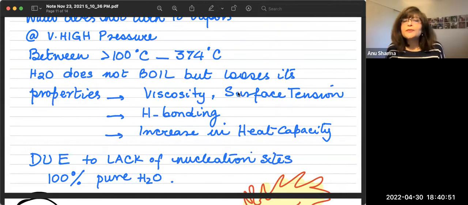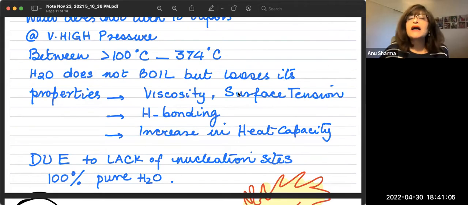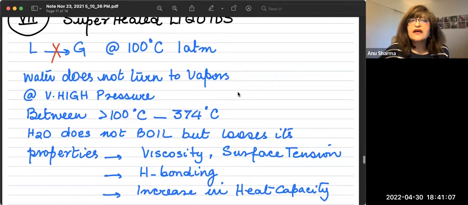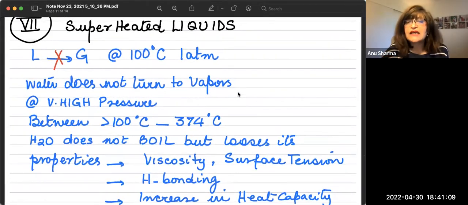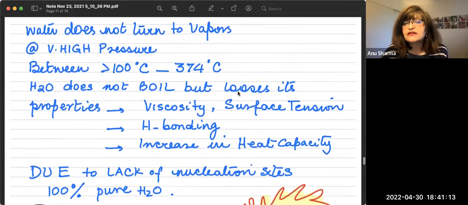But superheated water will lose its properties. It is not viscous. It does not form beads. It does not have surface tension. Hydrogen bonding is not there in superheated water, and only the heat capacity of the water has increased. That is why it is staying in a liquid state far above 100 degrees Celsius, all the way till 374.